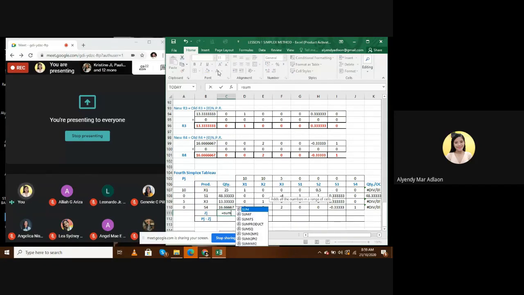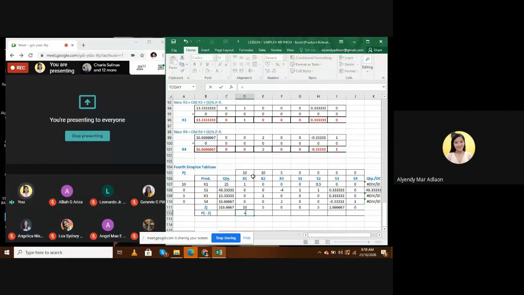Okay, and then next is sum product. Sum product of this one here, and then comma, and this one here. Then you put dollar sign sa column dito sa profit para dili siya ma-move inig drag. Okay, and then you drag. Okay, basta ha, kabalo na mo sa formula ana. And then for the profit minus ZJ, PJ minus ZJ. So that is 0 and then so on. Okay, that is the fourth simplex tableau.